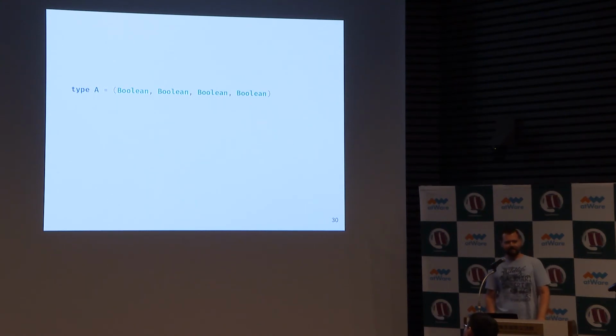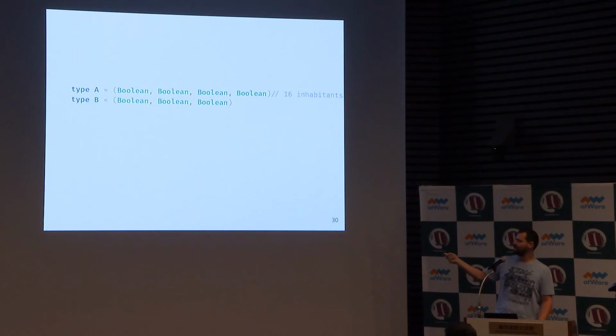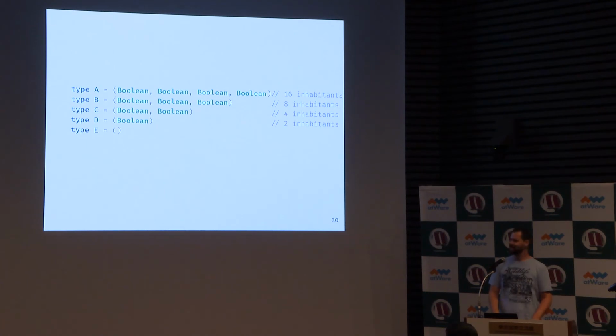Now I have a product, a very simple product, a tuple of 4 booleans. Can you guess how many possible values this product can have? It's 16. We call them inhabitants. So an inhabitant is a possible value of a type. How many inhabitants does the type B have? 8. How about the type E? It has 1 inhabitant. Exactly.